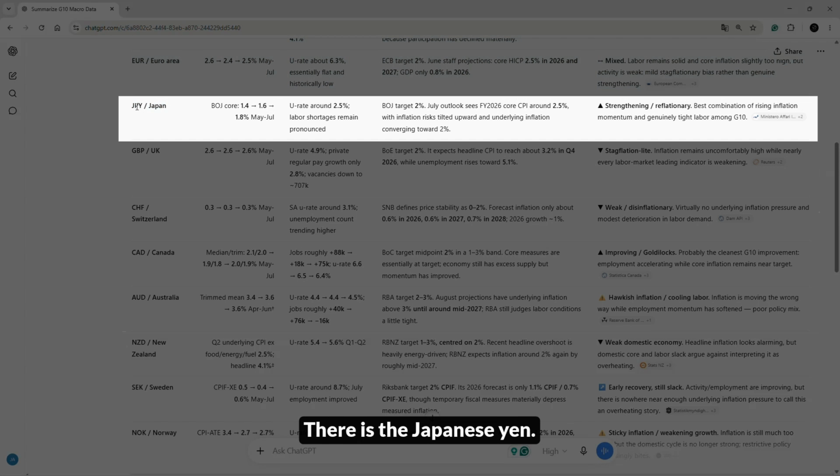There's the Japanese yen, yes. There's Japan that has inflation moving higher and the unemployment rate doing pretty well, so the labor market doing pretty well. In fact, ChatGPT here says strengthening reflationary, best combination of rising momentum and generally tight labor market among the G10. Yes, but Japan still has very low interest rates, which is making the carry dynamic work against it. So I'm not going to look at the Japanese yen here.